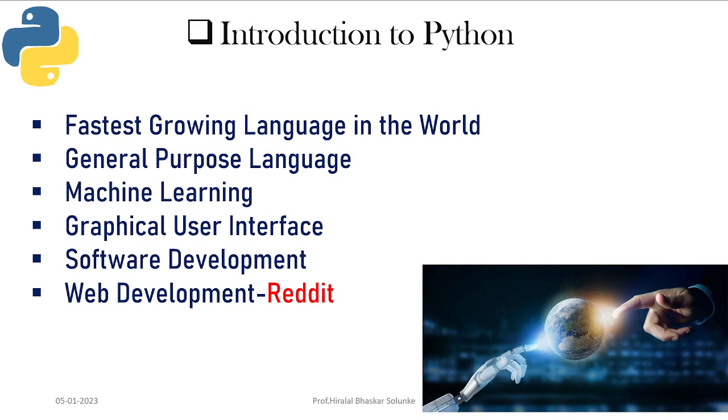So, let's start with the introduction to Python. Python is an easy language, the fastest growing language in the world. Yes, obviously, at each and every sector, software developed with Python is used. Python is a general purpose language. In the research area also, Python is used, like artificial intelligence, machine learning, and deep learning. We can develop graphical user software that is easily used by the end user with the help of Python.